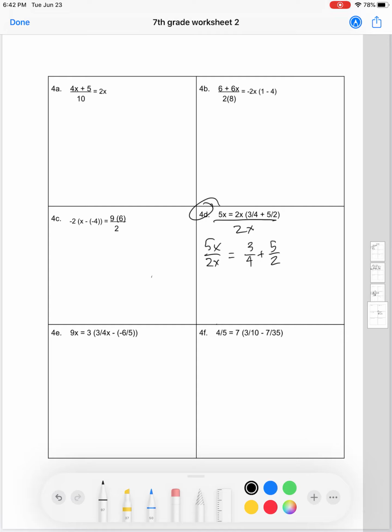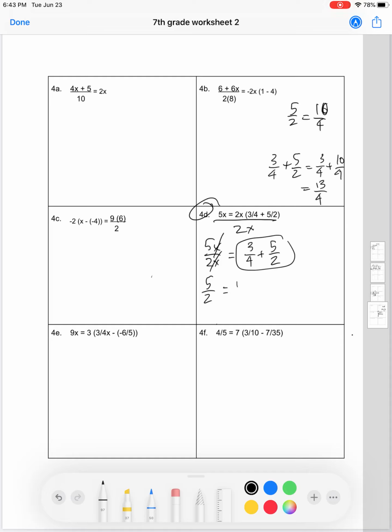Now, we know that x is going to be the same value, so we can just cross these x's away. So all you would have left is 5/2. Now, if we add these two values together, we'll get 3/4 plus 5/2. 5/2 is the same thing as 10 over 4, right? So we can replace 5/2 with 10 over 4 equals 3/4 plus 10/4 equals 13/4.